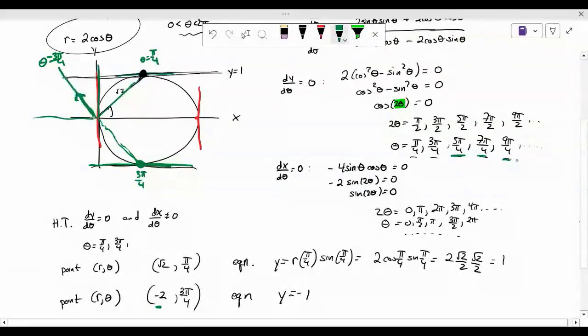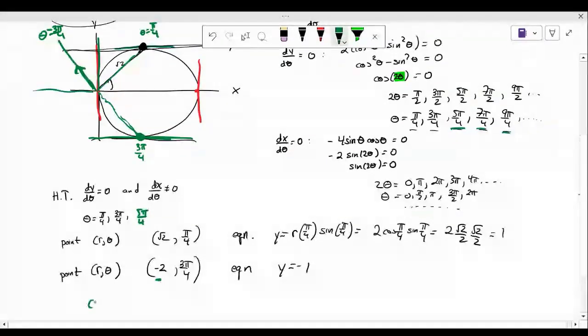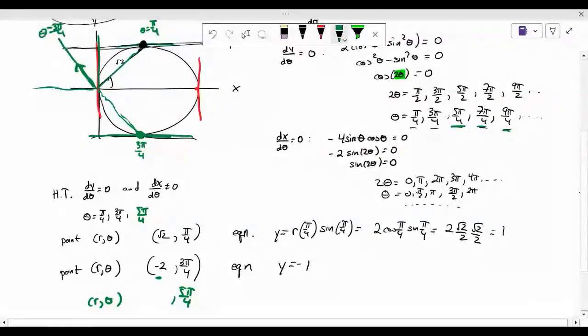And what you would find is that for the rest of these, you're just repeating the same horizontal tangents. So for example, if theta were 5 pi over 4, what would happen? What's cosine of 5 pi over 4? It's negative root 2 over 2, right?